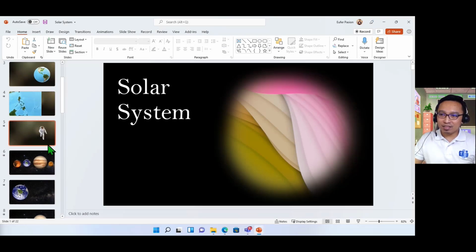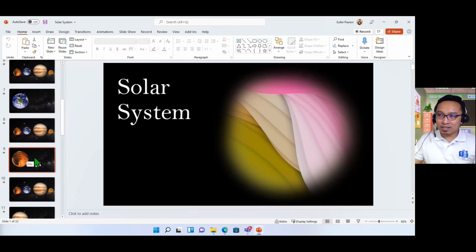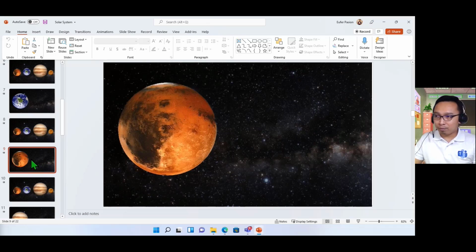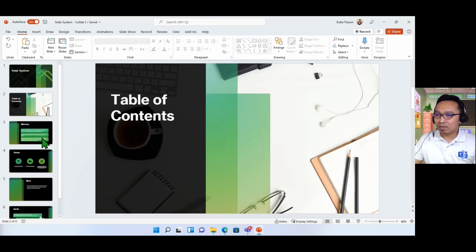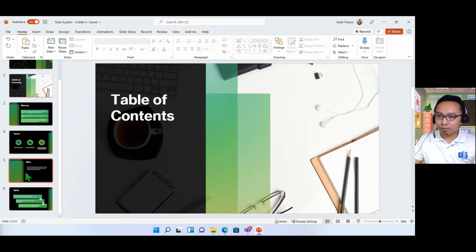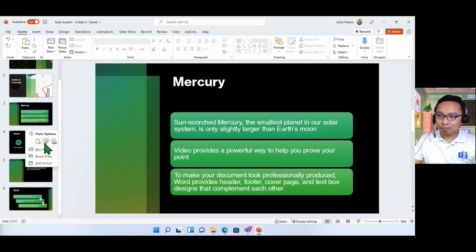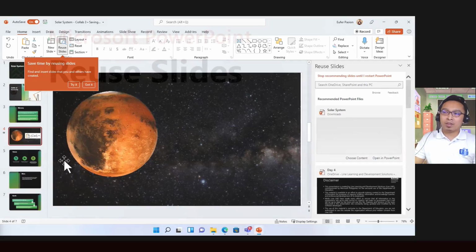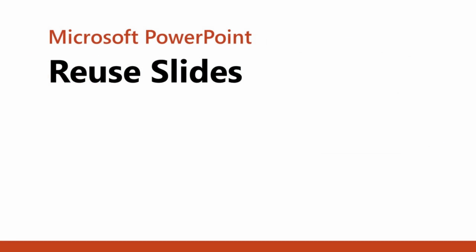Diba? Pupunta tayo dun sa, let's look for our document or old presentation. Okay, and say for example, let me copy this slide. This is your planet Mars, I guess. Control C. Okay, minimize it. And then say for example, let's put it here. There you go. Now, yun yung dating method.